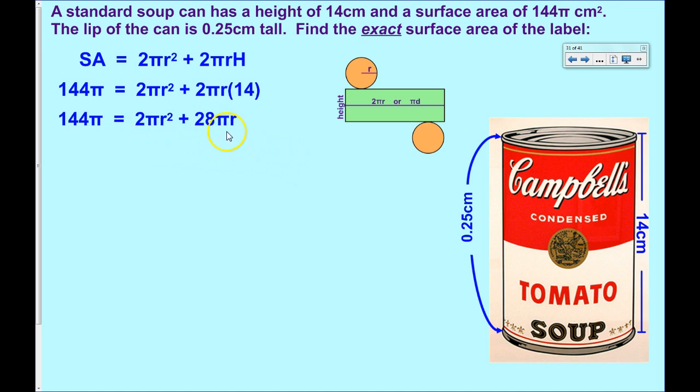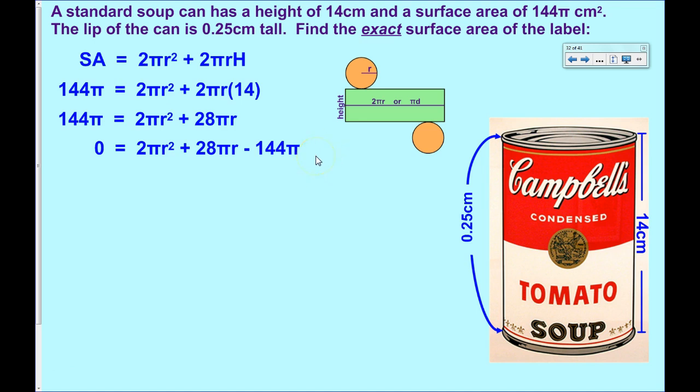But you can start to see now that this is basically a trinomial, because I have a number times x squared plus a number times x, and then a number without a variable attached to it at all. So let's set this up as a trinomial, moving that 144 pi over to the right hand side of the equation. And then it's starting to look like something that maybe you might want to try factoring.